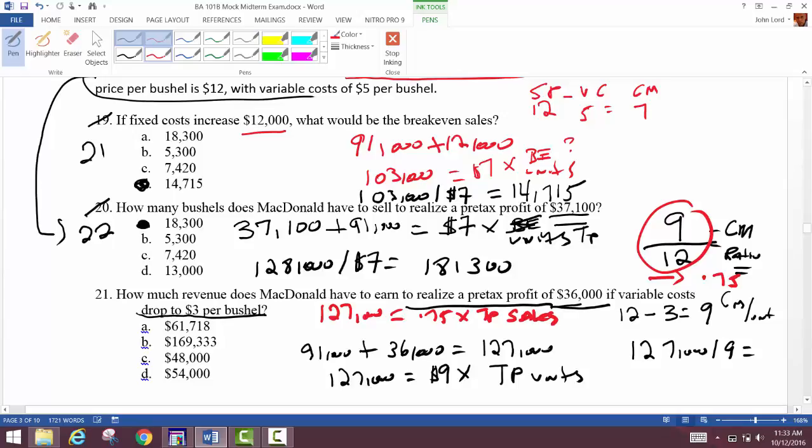And 127,000 divided by 0.75, it's going to give me target profit sales of, now what do I get? It's got to be this 169,000, doesn't it? I mean, if you knew what was going on here, you wouldn't even have had to do a calculation for that last part because it has to be more than 127, right?